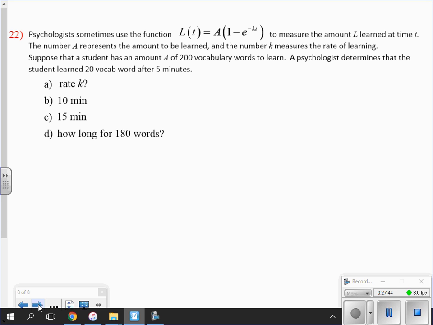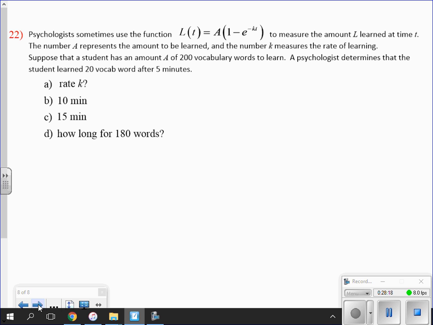Suppose the student has an amount A of 200 vocabulary words to learn. A psychologist determines the student learned 20 vocabulary words after 5 minutes. So you spent 5 minutes studying, and you learned 20 of the 200 vocab words you need to know. This is going to strike home with many of you, right? So how do you set this up to figure out your learning rate? That's what we're talking about.